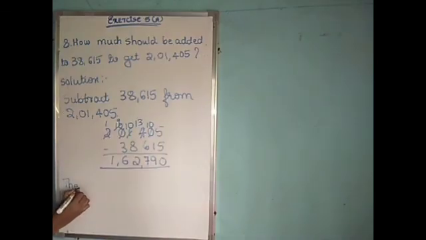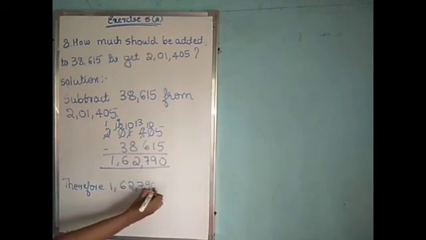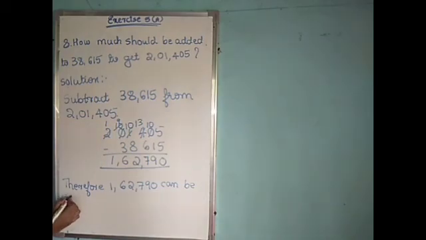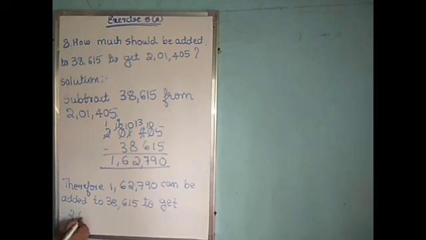Therefore, 1,62,790 can be added to 38,650 to get 2,01,405.